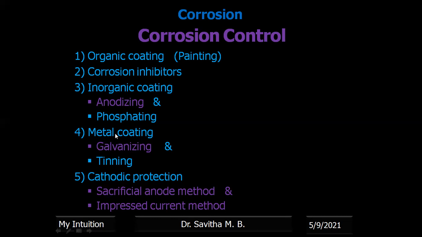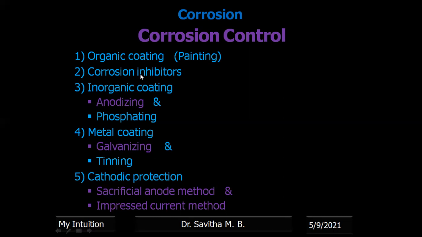Metallic coating means you are coating the base metal with another metal. There also you have two methods: galvanization and tinning, and next is cathodic protection. These are some of the methods of prevention. Organic coating, inorganic coating, and metal coating all three come under coating.